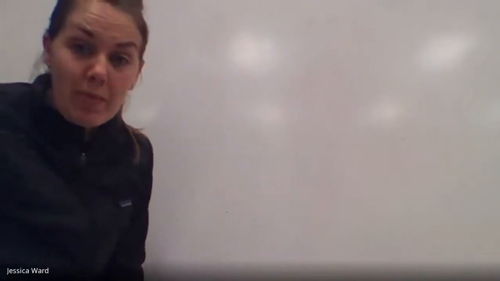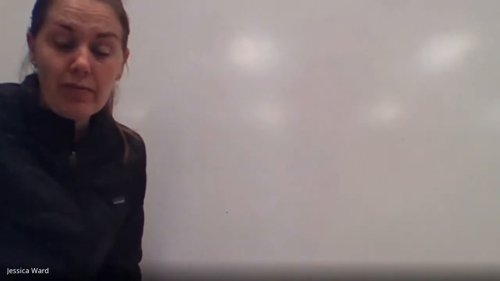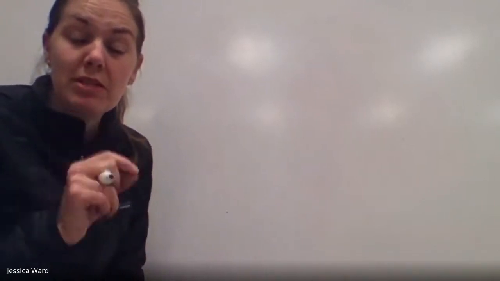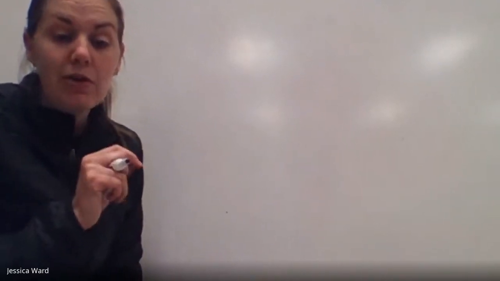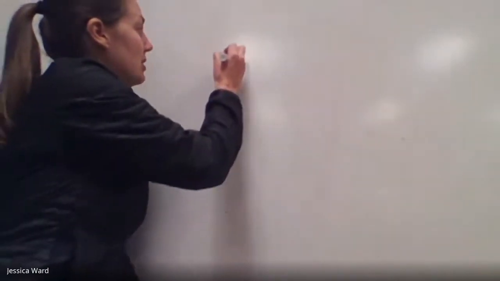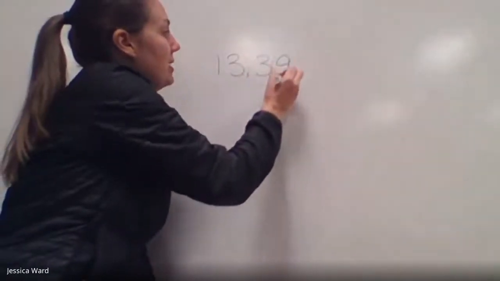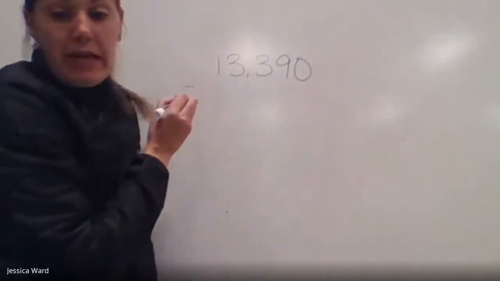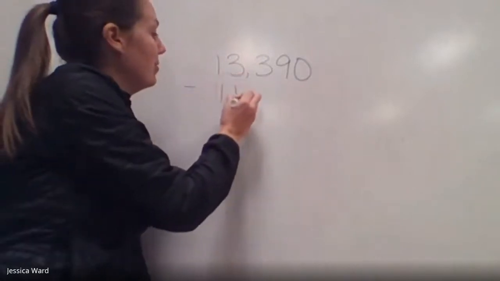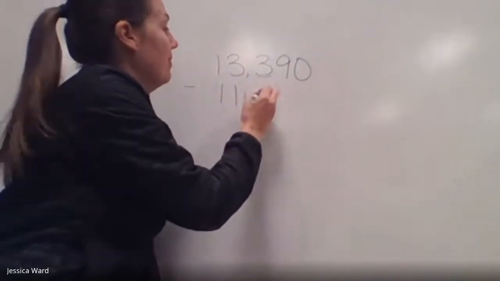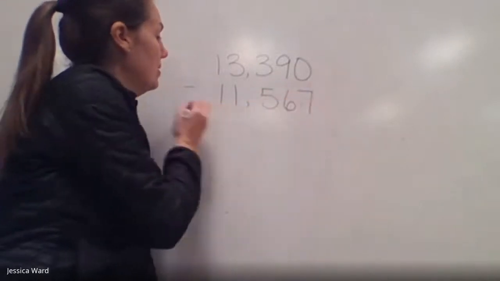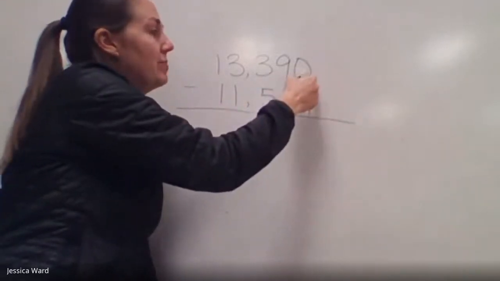Number 7 says find the difference between 13,390 and 11,567. Show your work. So remember, we're practicing with the standard algorithm here, and the first step is going to be to stack these numbers by place value. So I'm going to start with my first number, 13,390. I'm taking away 11,567. So now all of my numbers are lined up, starting with the 1 place.